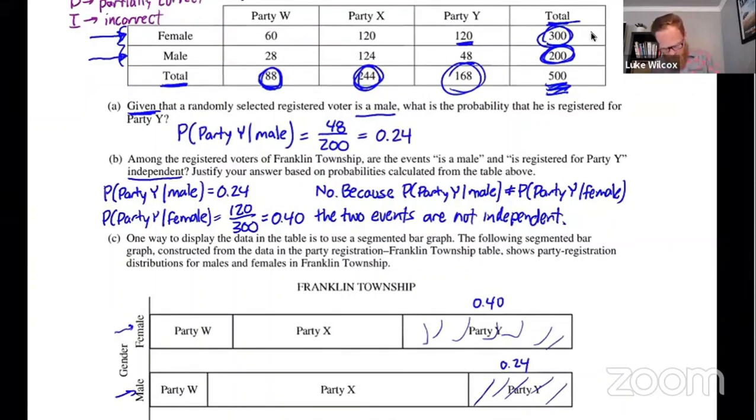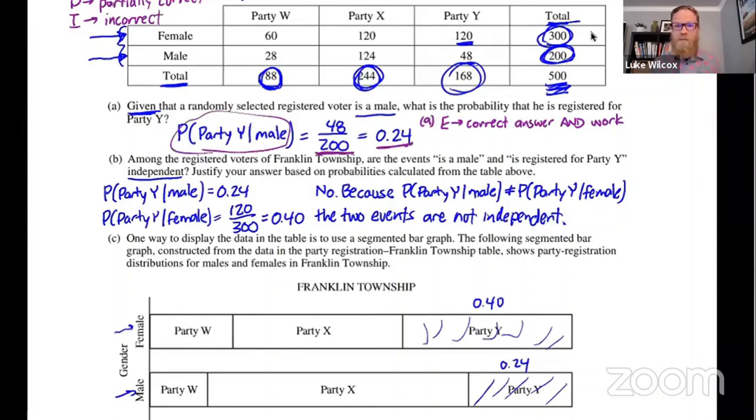So let's start by looking at the rubric for part A. What you needed in order to get E for essentially correct on this one is you had to have the correct answer. But not only the correct answer, you have to also have your work shown here. So the correct answer is 0.24. The work that I've shown is just this fraction here. That is sufficient for showing work on a probability question. The probability notation that I've included here is not necessary for full credit. What is necessary is the correct answer and then this fraction representing the work.